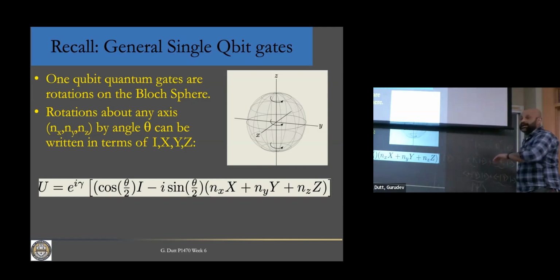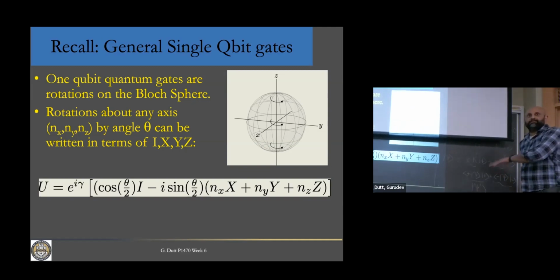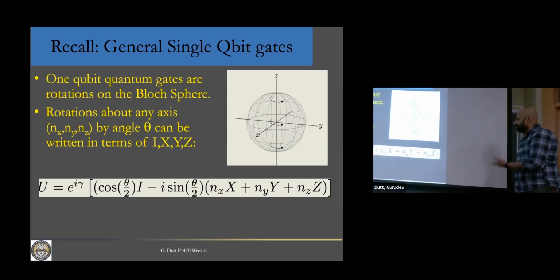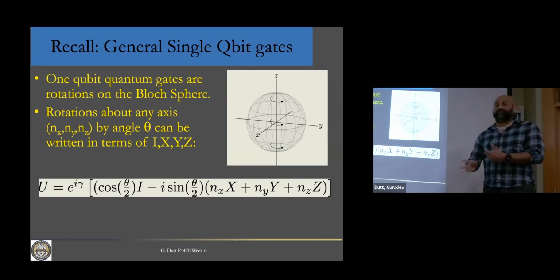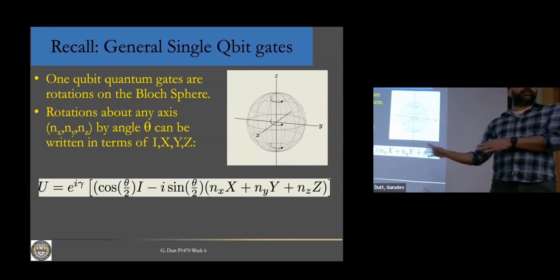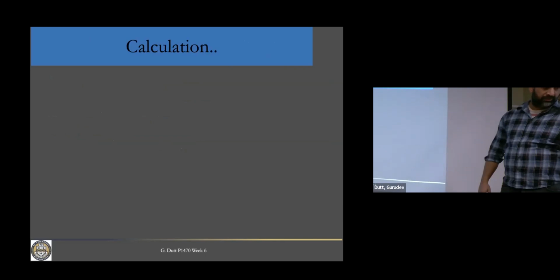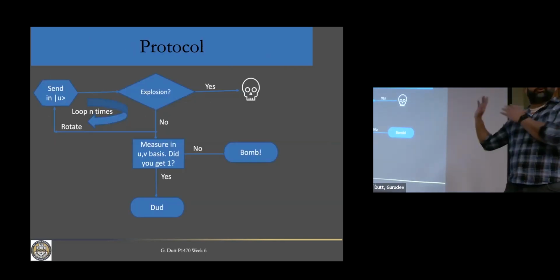How about this? I don't have time to go through the math of this at the moment. Why don't I assume the math for now? We'll come back to the math in the next lecture. The math is just plugging in for the matrices I, X, Y, and Z and doing the calculation. It's not very difficult. So just remind me in the next lecture and we'll go through it. But here's the protocol.